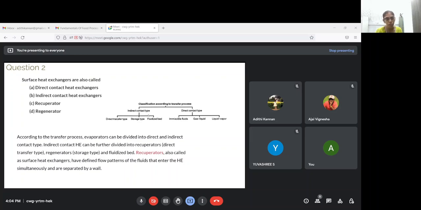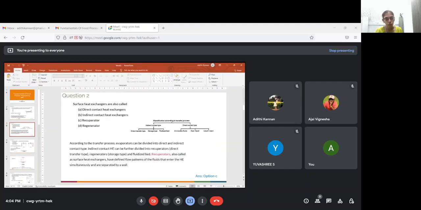In case of a storage type, what happens is that both the fluids do not enter the heat exchanger simultaneously. What happens is you have one single pipe. In that pipe, first the hot fluid passes through. So from the hot fluid, the heat is transferred to the walls of that pipe. It could be either a matrix or a pipe wall or anything. So first the heat is transferred from the fluid to the pipe. And then once the hot fluid is passed, then the cold fluid is passed through the same pipe again. And when it is passed through the same pipe again, whatever heat was stored inside the pipe will now move on to the cold fluid.